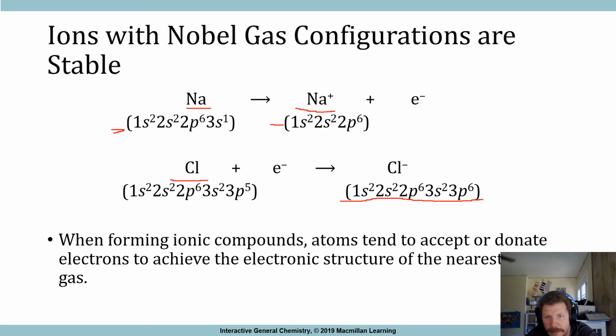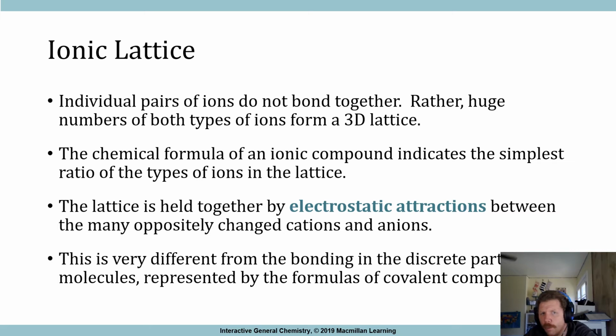Now, an ionic lattice, not to be mistaken with ionic lettuce. Lettuce is a vegetable. An ionic lattice is kind of your visual. Individual pairs of ions do not bond together. Rather, a huge number of both types of ions form this 3D lattice, this 3D structure.